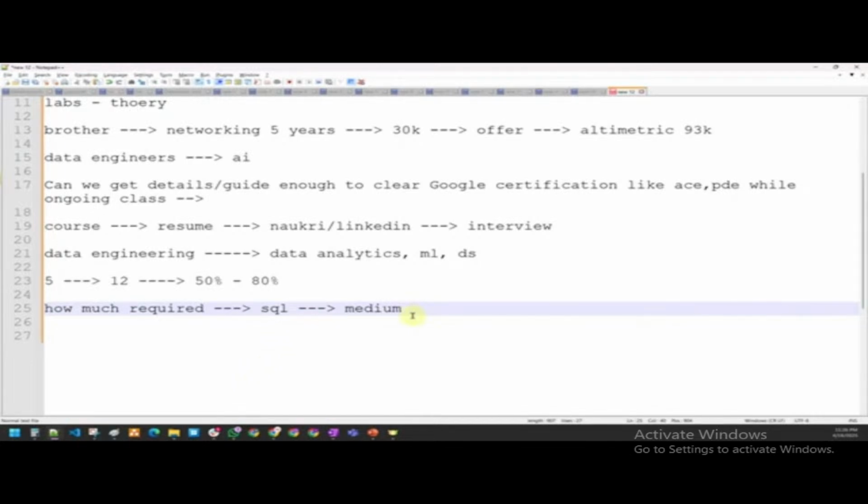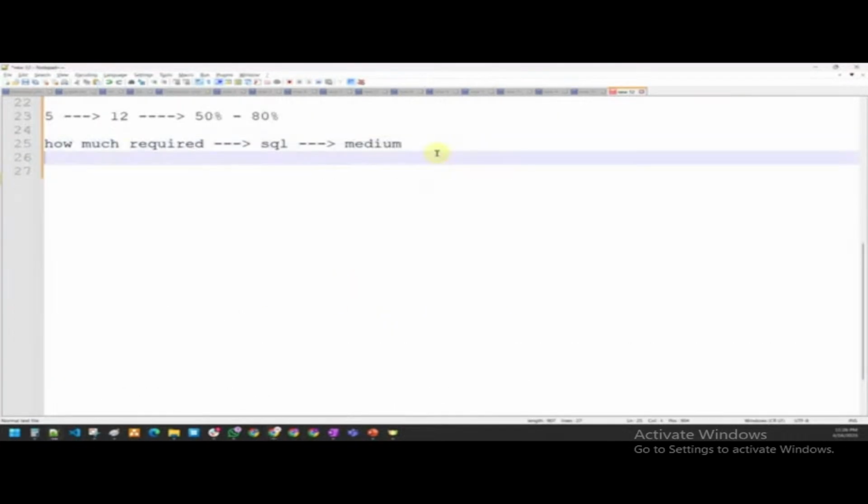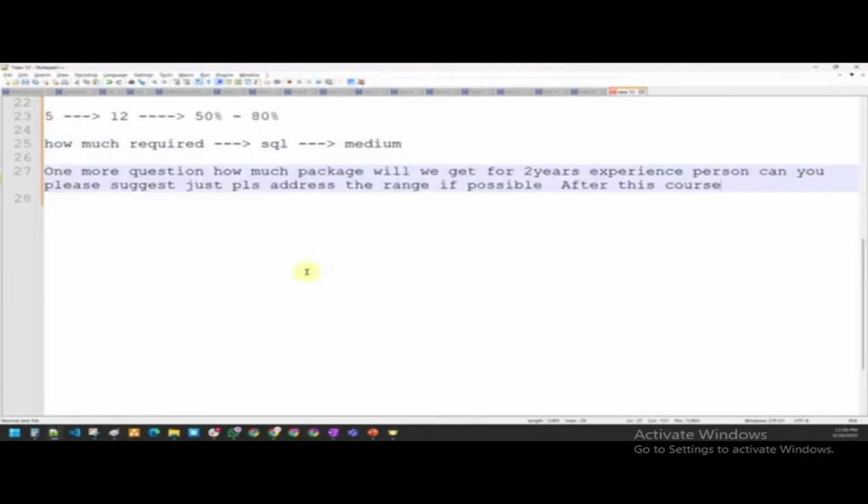Okay, I think most of the people have asked the question, sir. There is one more question: how much package will you get for 2 years of experience? Can you please suggest? So usually the range for 2 years, right?